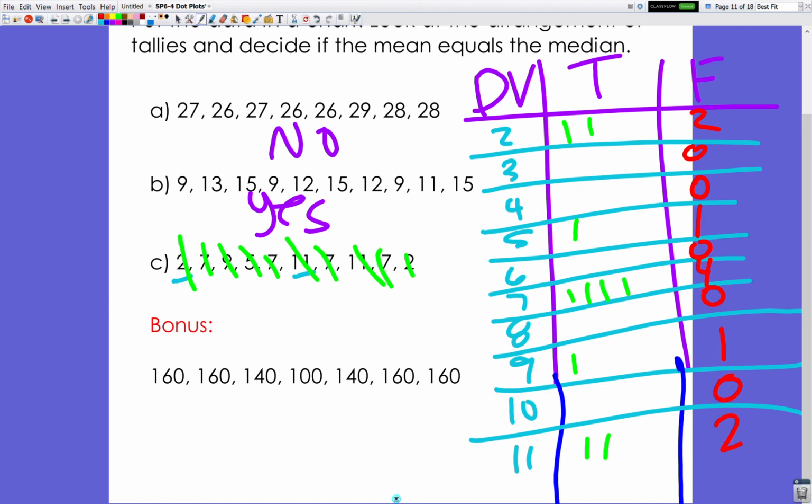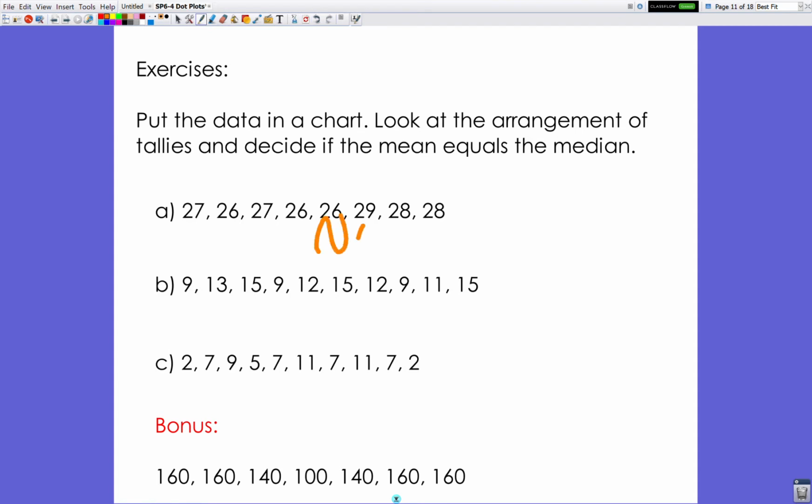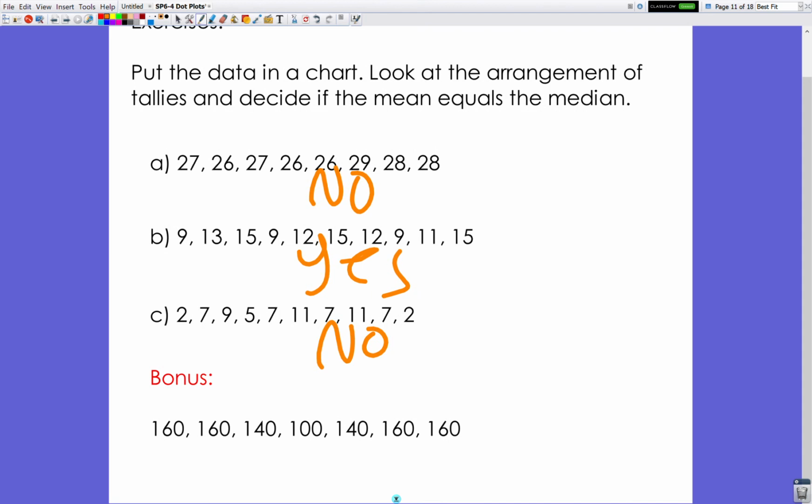So working on the outside going in, my minimum is 2, my maximum is 2. So far balanced. The next one's 0 and 0, balanced. The next one's 0 and 1. This is not balanced. So since this is not symmetrical, no, my mean and median will not be the same. So we got no, yes, and no. Now let's try our bonus.